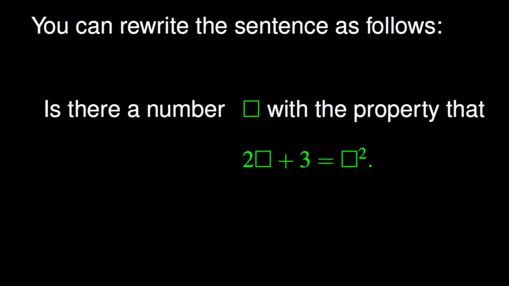For instance, we replace the label x with box and the question becomes: is there a number, box, with the property that 2 boxes plus 3 equals box square? The emptiness of the box can help you imagine filling it in with various values, some of which might make the two sides equal and others which might not. In this sense, a variable in a computer program is similar to a mathematical variable because it creates a location in computer memory, either actual or virtual, into which values can be placed.